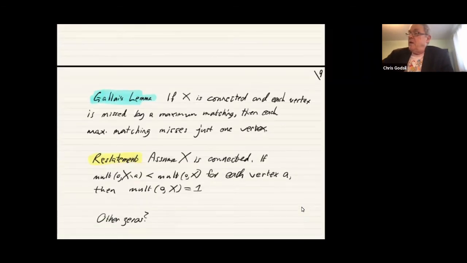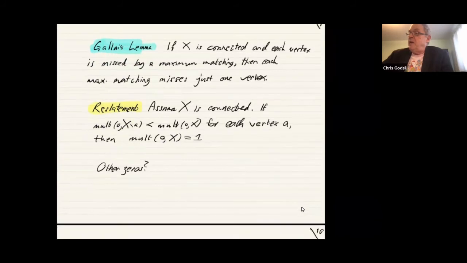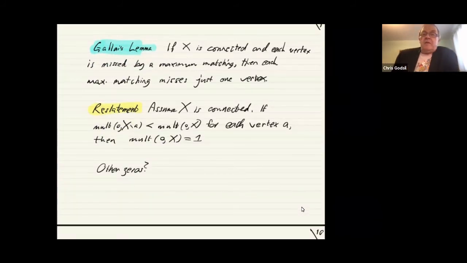And so I'll start with the graph theory. The result I'm concerned with here is Godsil's lemma. It says, if you have a connected graph and each vertex is missed by some maximum matching, then each maximum matching misses exactly one vertex. Now this looks a little technical, but it's in some sense at the heart of a lot of matching theory, and it plays an important role in the Godsil structure theorem. So it's a simple enough result.